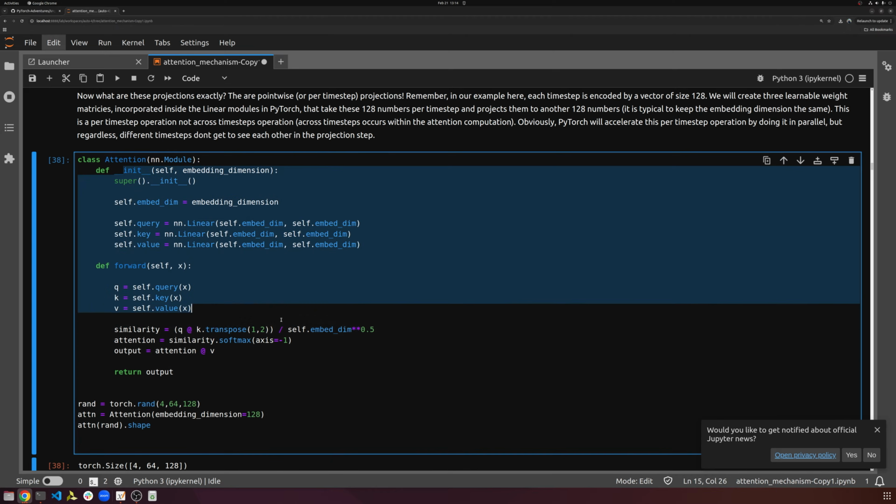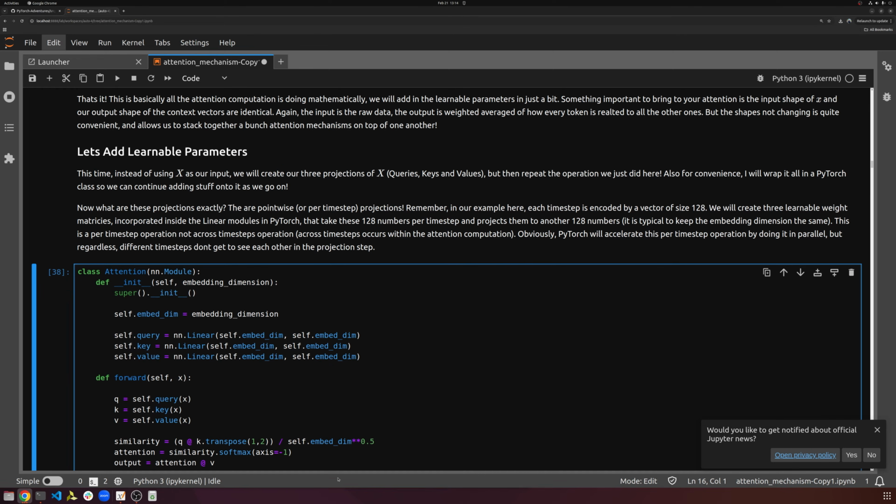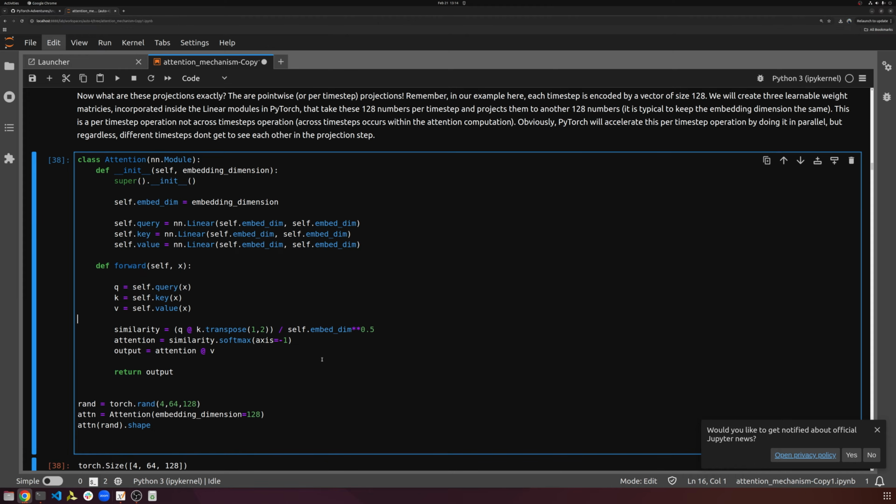This basically is powering every language model out there. There's some more complication that we're going to be going into in just a bit, but this gives you the bare bones idea of the attention mechanism.